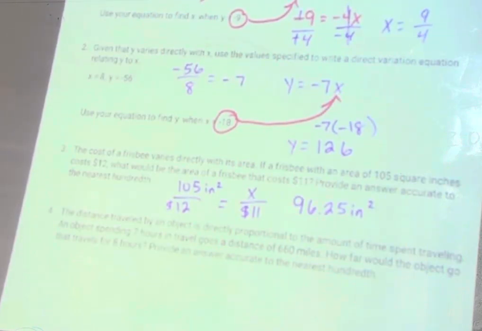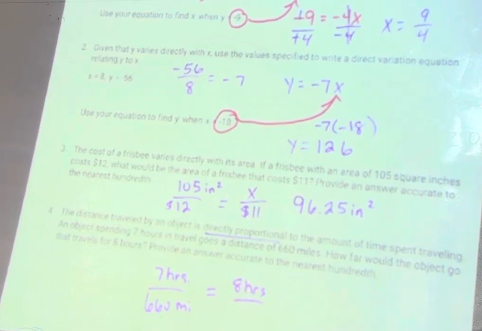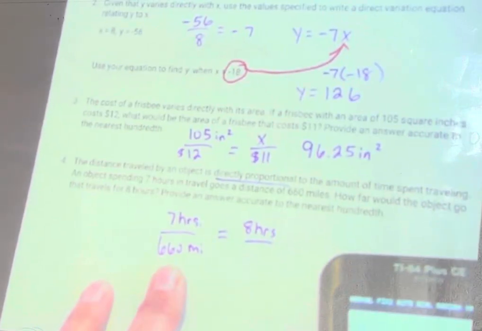Distance traveled by an object, directly proportional. So we have 7 hours, and you're going how many miles? 660 miles. And then we've got 8 hours. So are we going to go up or are we going to go down? Up. A lot or a little? A little, not a whole lot, but we're going to go up.